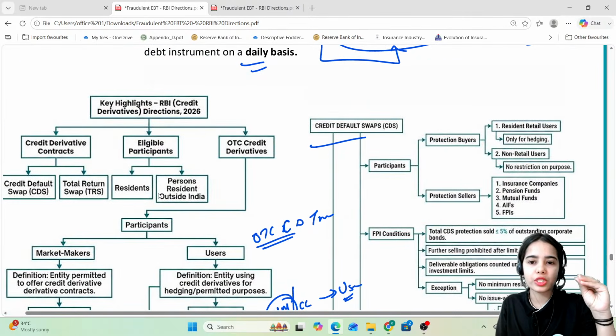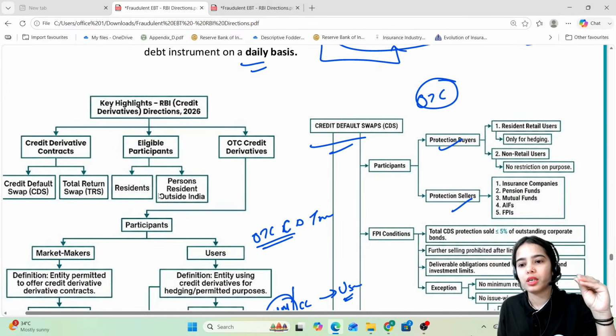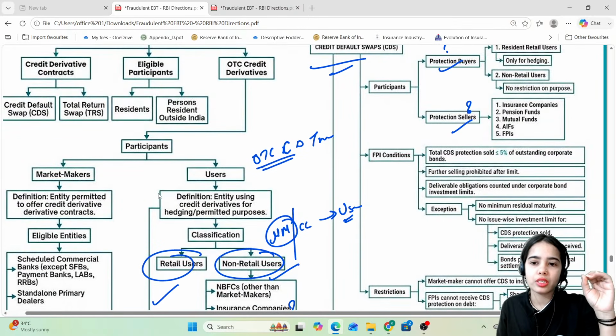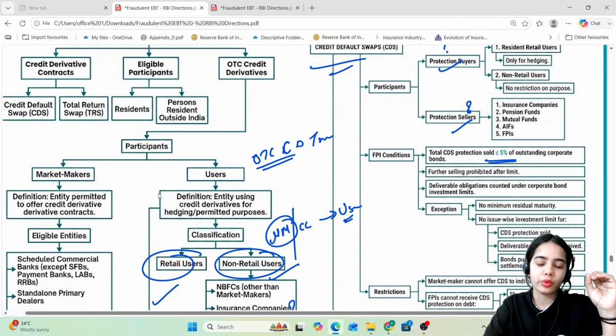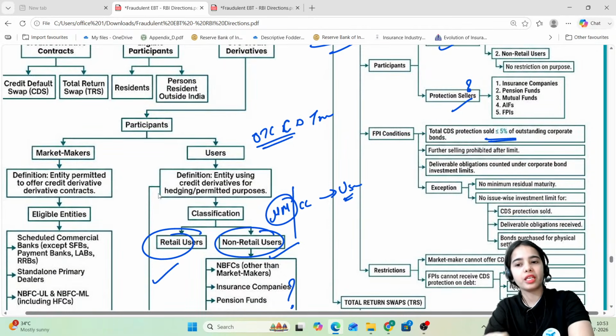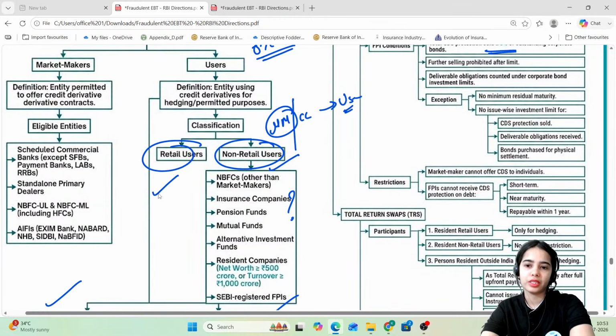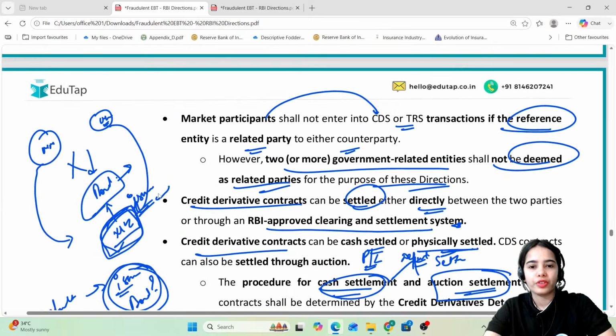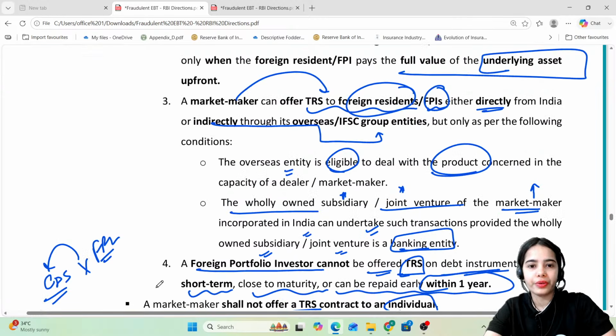Now, the credit default swap in the OTC market. So, protection buyers, protection sellers. Who can be the protection sellers? Who can be the protection buyers? That has been laid down. The FPI conditions have also been laid down: the FPI limit for the CDS protection sold is 5%.